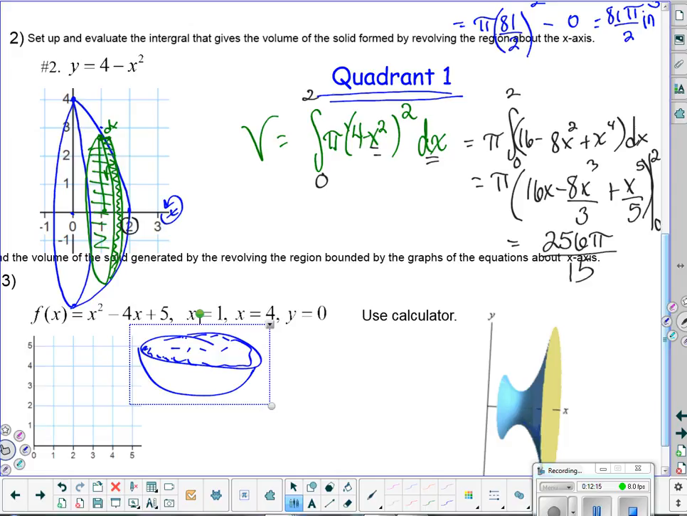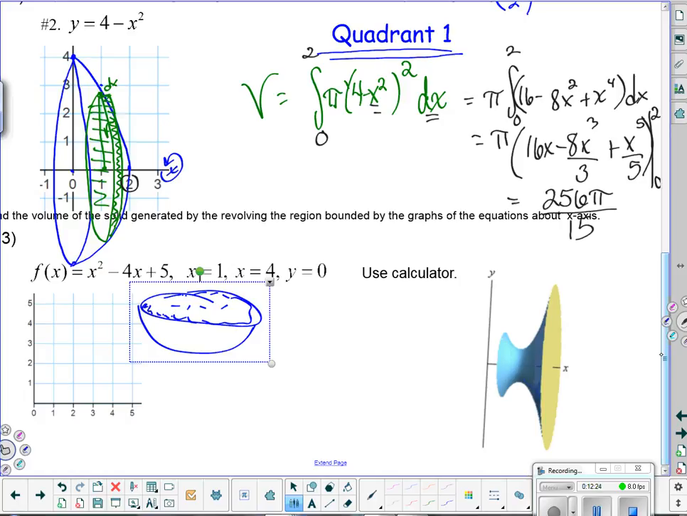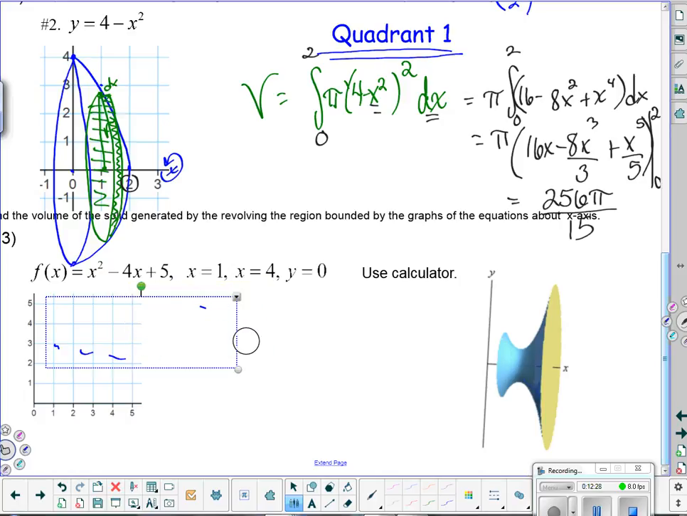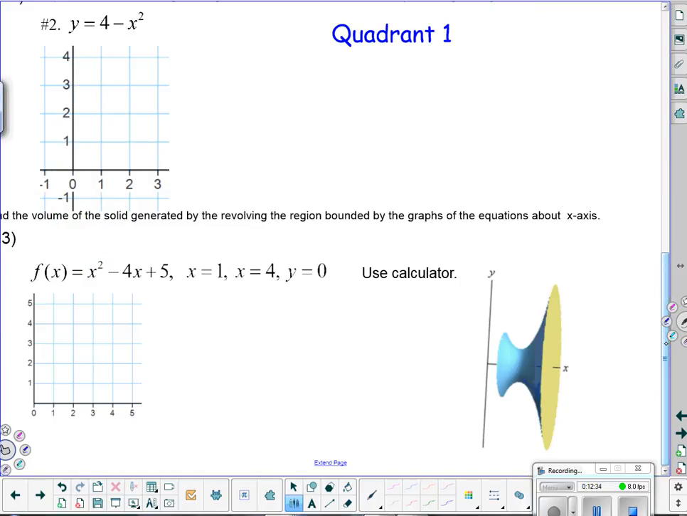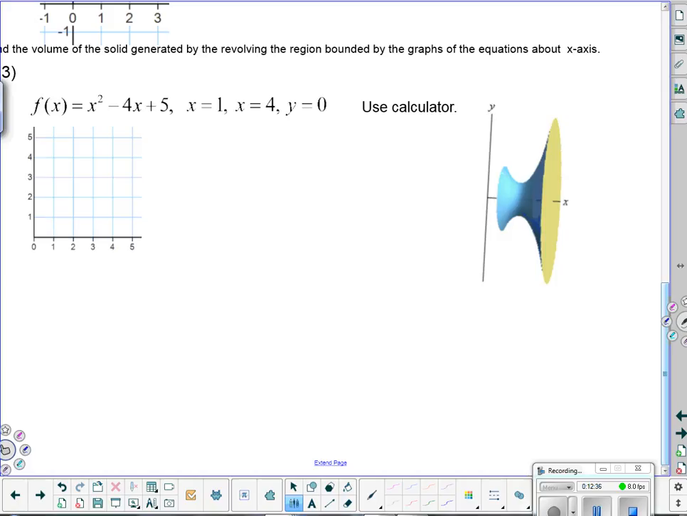Just to save us a little time. All right, goodbye, apple pie. You know what, let's clear all that. And this is our last example. Tomorrow we'll work with revolving around the y-axis. Today it's just x-axis. Hey, we're doing well. We're only at 12 minutes.